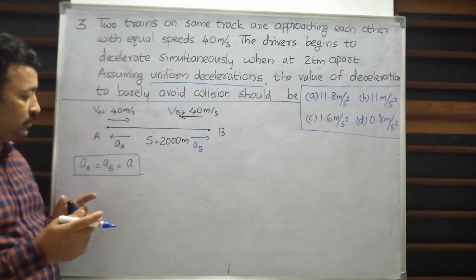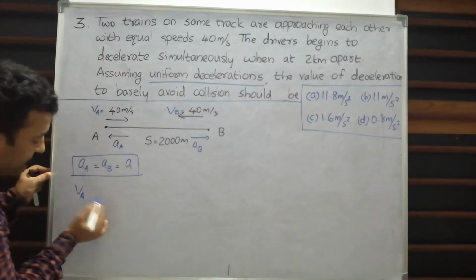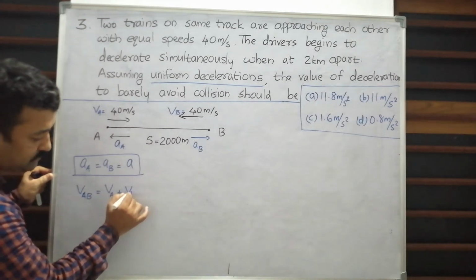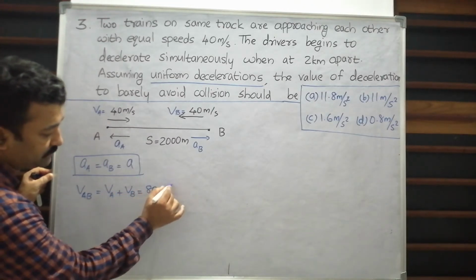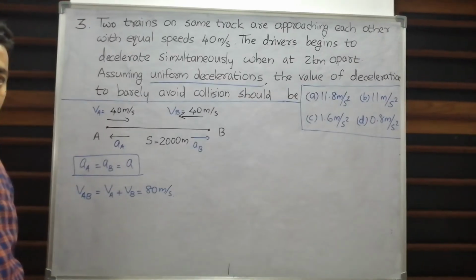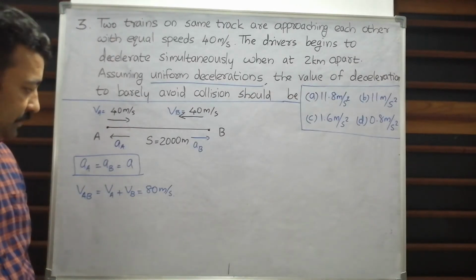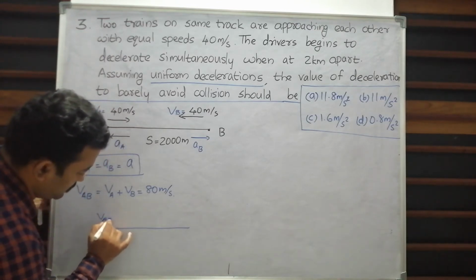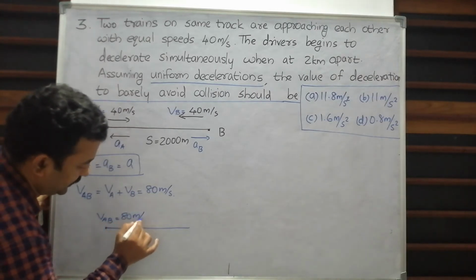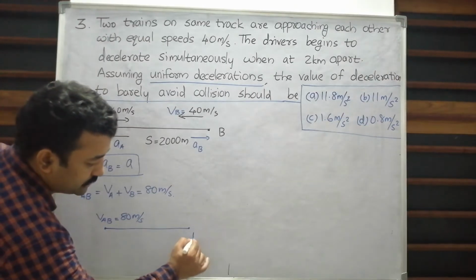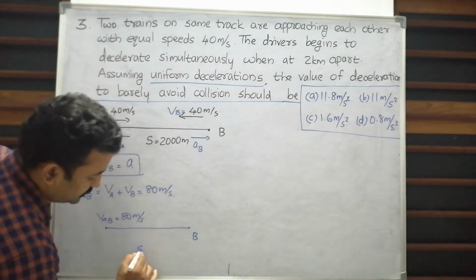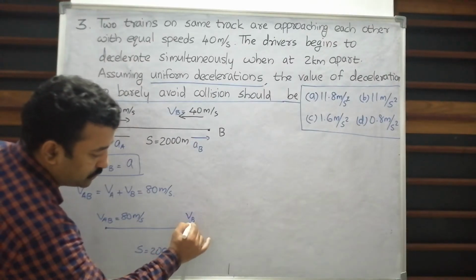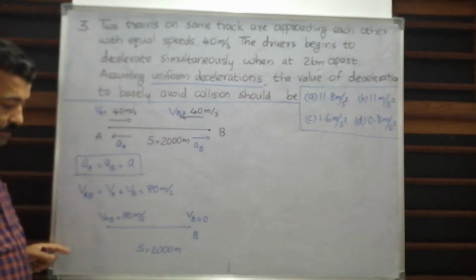Since they are in opposite directions, we know that the relative velocity of A with respect to B, I can write as VA plus VB, which will be equal to 80 meters per second. Now you can apply the concept of arresting. I am taking A as moving with a velocity of 80 meters per second. At that time, I can assume B is at rest at a distance of 2000 meters. So VB is equal to 0. I have arrested B.